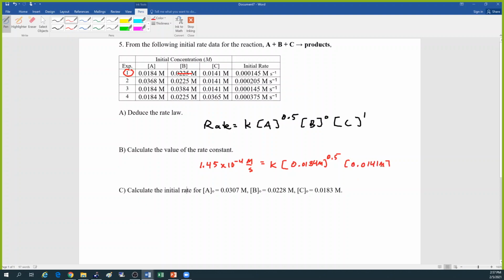0.0141 molar. So mathematically, I take 1.45 times 10 to the minus 4th. I divide it by essentially the square root of 0.0184. And then I also divide it by the 0.0141. So when I do this, I'm getting 0.0758. And then I have to put the units in.